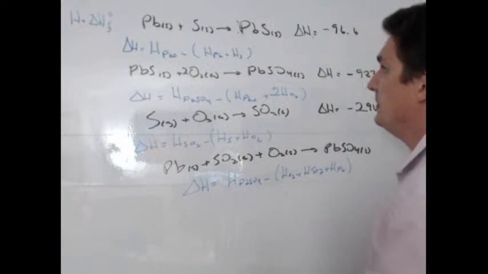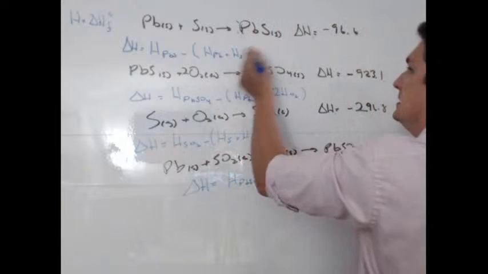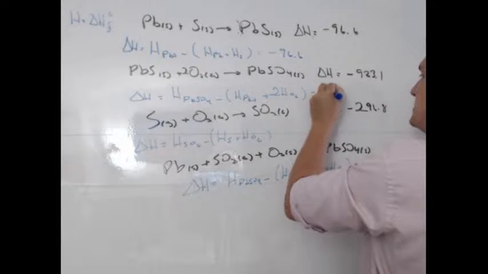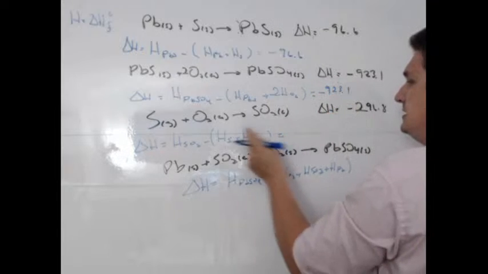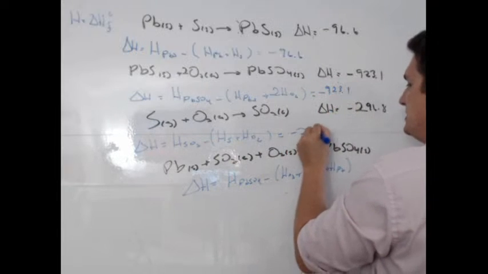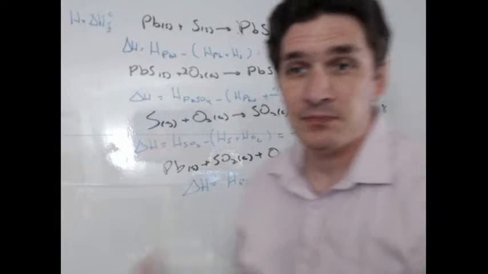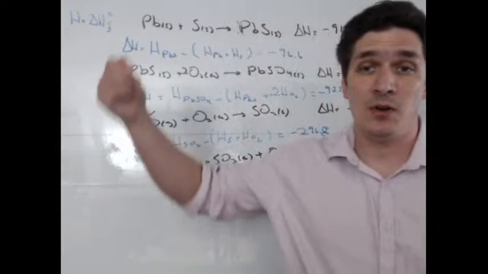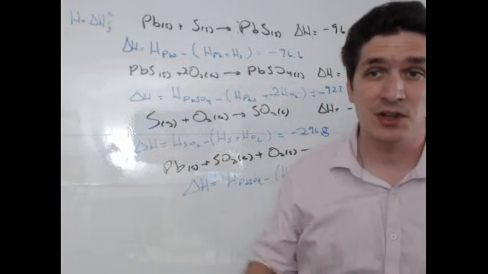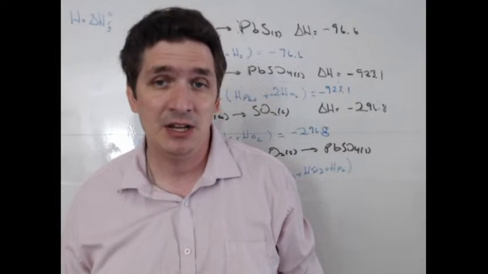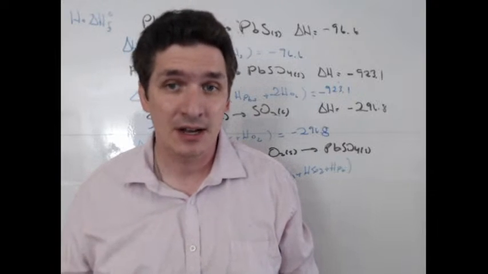So I know from this, delta H of this reaction is minus 96.6. I know from this, the delta H of this reaction is minus 923.1. Delta H of this reaction is minus 296.8. This is just the reaction I don't know. So I have a whole bunch of algebraic expressions that I can solve, and they never get harder than addition, subtraction, multiplication, and division. When I say multiplication, we're usually multiplying by a constant.